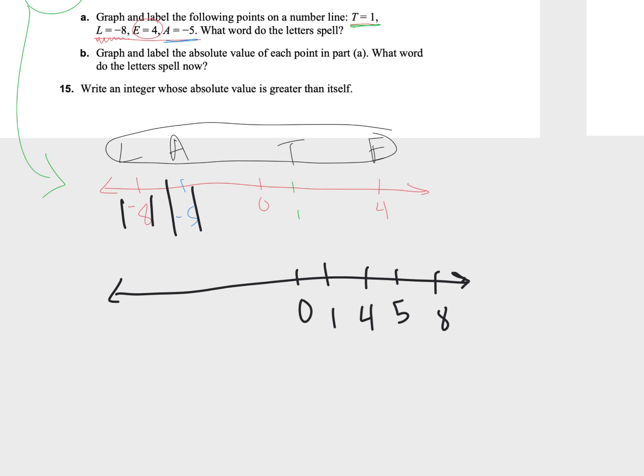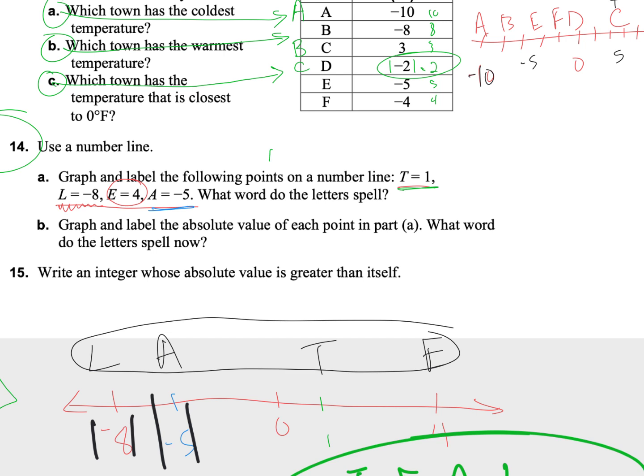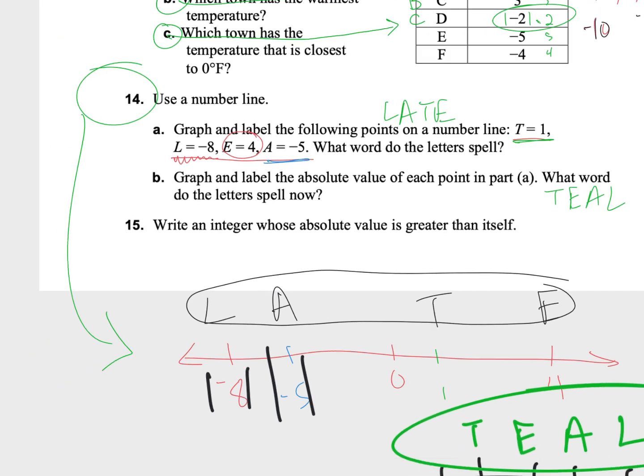So, okay, 8 was L, 4 was E, 1 was T, and 5 was A. So, teal. So the answers were late and teal. All right, we just got a couple more to do here.